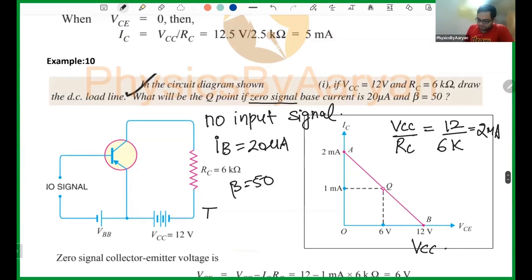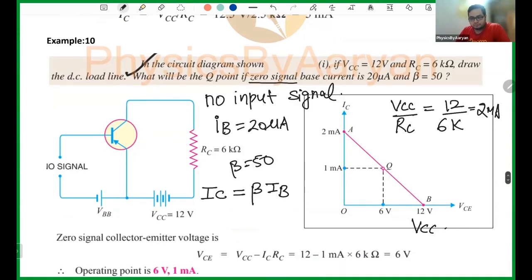You remember this formula? IC equals beta IB. Input IB, output IC. How much IB will go to IC? Beta times IB. So IC is beta times IB. This is the formula for common emitter. If you have read the common emitter, the formula comes out to be IC equals beta IB. Very, very important.